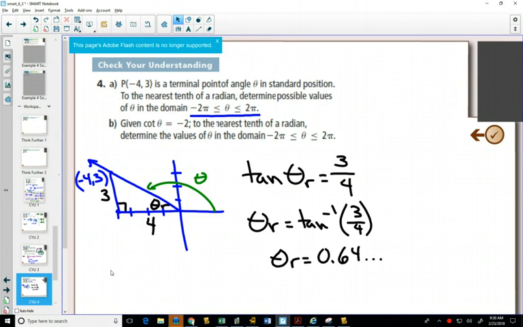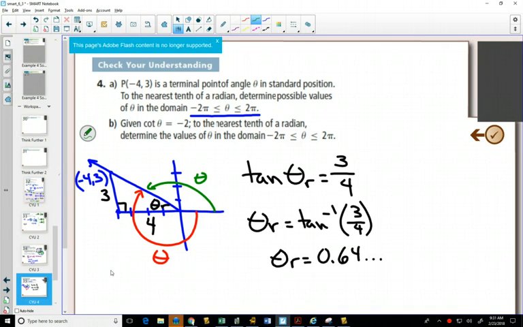Now we want to find all possible values of theta between -2 pi and 2 pi. So what does that mean? Well, 0 to 2 pi is once around the circle in the positive direction. That matches up with the green angle. 0 to -2 pi would be once around in the negative direction, so the only angle we would have there is this red angle of theta. So we have two possibilities for theta because we're looking for answers once around in the positive direction from 0 to 2 pi and once around in the negative direction from 0 to -2 pi.